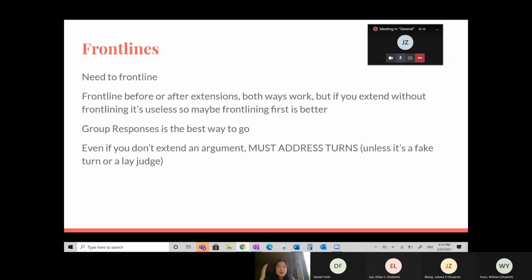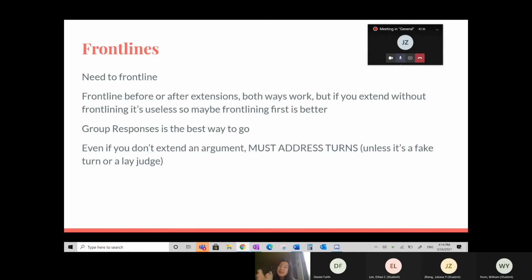Right, so you can frontline before or after extensions, but you cannot extend without frontlining. They go hand in hand, right? So let's say you extend your case. You're like, oh, judge, the price tag extension, right? Let's just say I said it again, and then you skip the 10 responses that they put on your case.